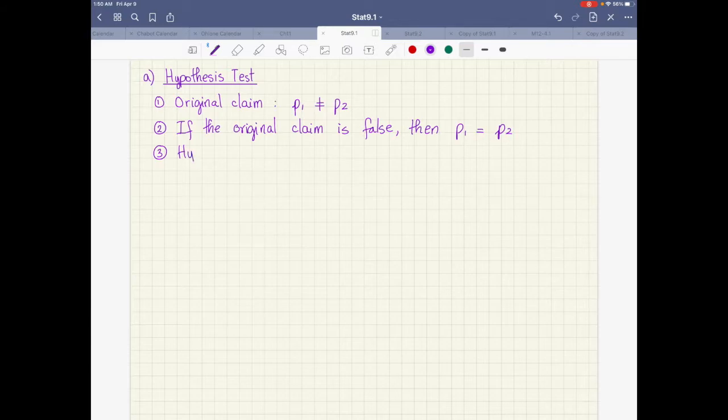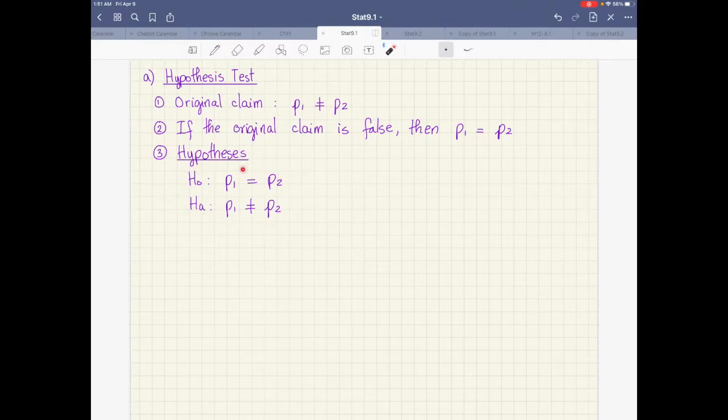Step 3. I am going to write my hypothesis. I need my H0 and HA. From the two statements that I got from the first two steps, the one that contains the inequality is going to be my HA, P1 not equal to P2. My H0 will be the statement that contains the equality.